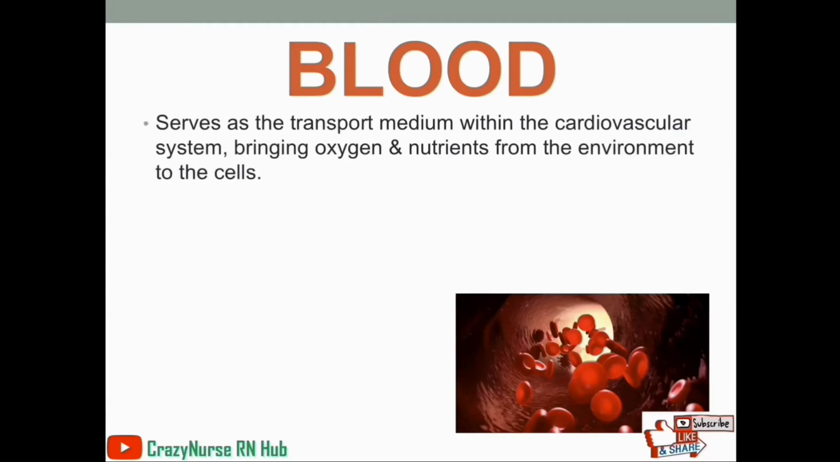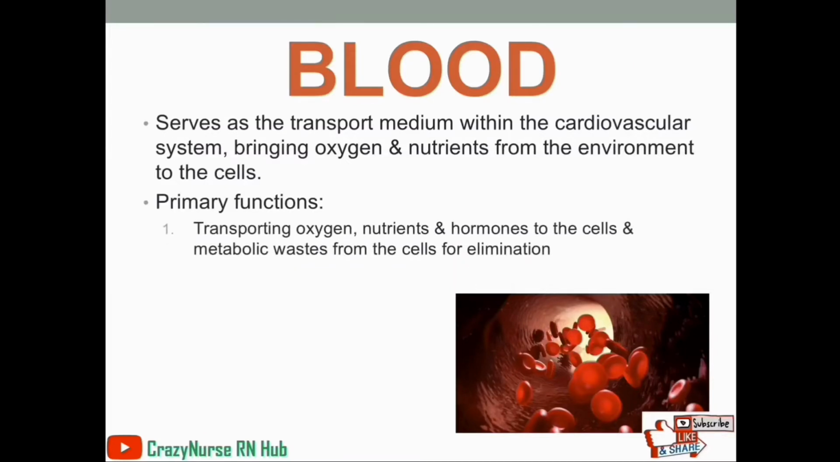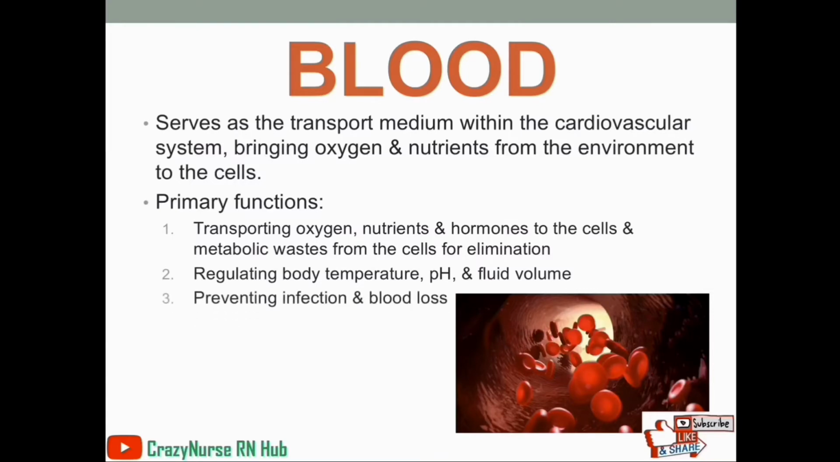Now let's discuss blood. It serves as the transport medium within the cardiovascular system, bringing oxygen and nutrients from the environment to the cells. Blood is a complex mixture of living elements suspended in fluid, and its primary functions are transporting oxygen, nutrients, and hormones to the cells and metabolic waste from the cells for elimination, and regulating body temperature, pH, and fluid volume, and lastly, preventing infection and blood loss.